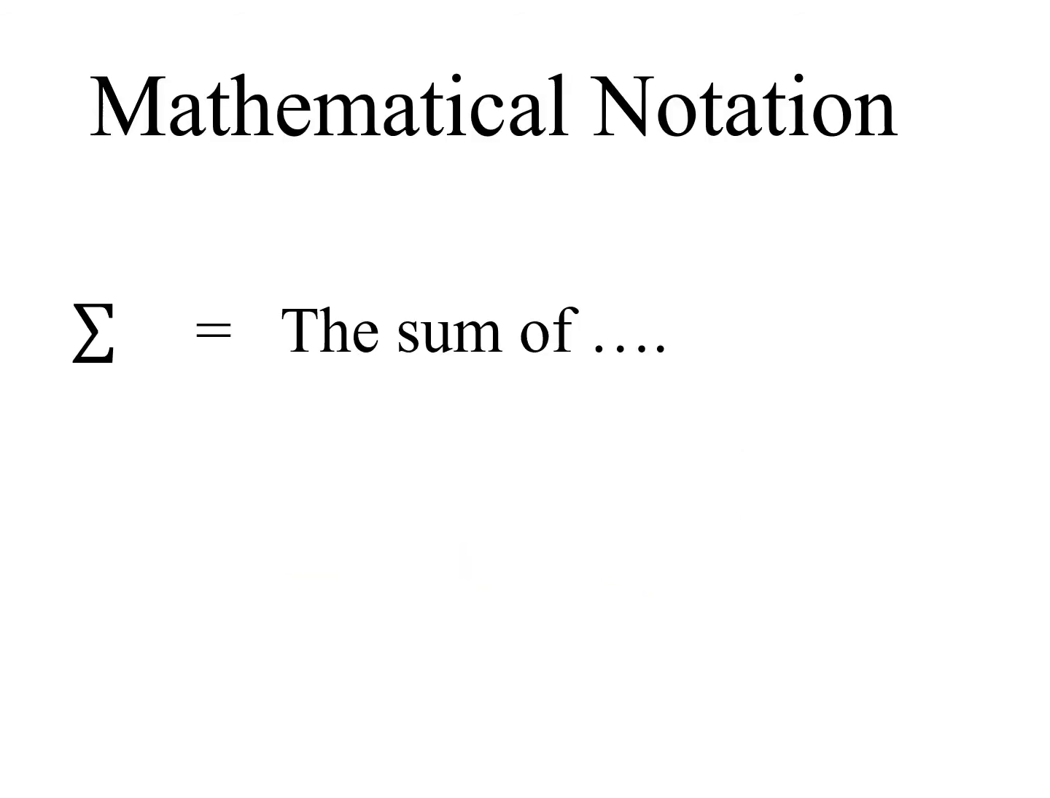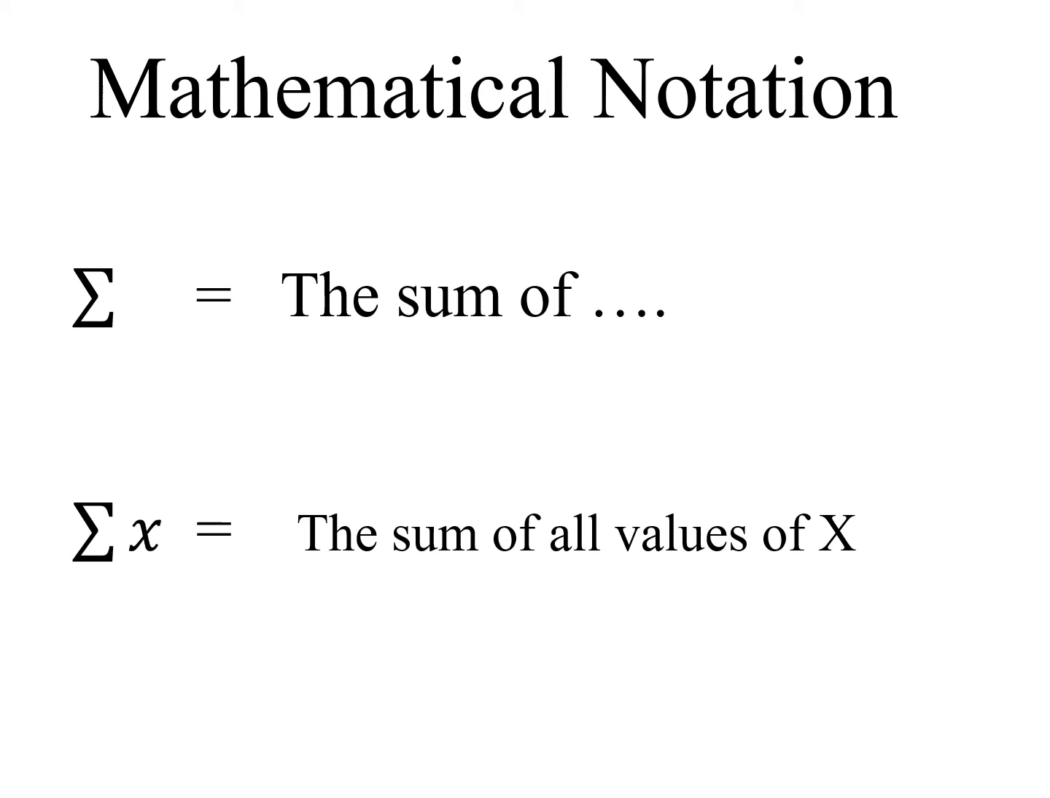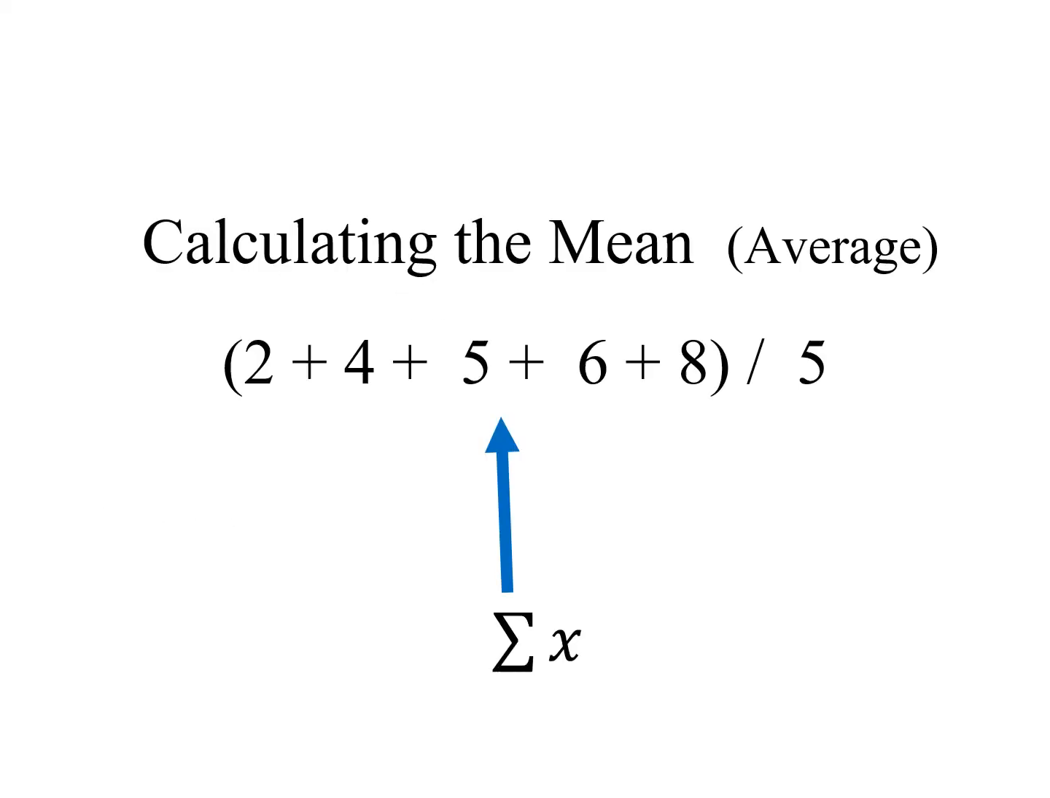This is the next mathematical symbol we'll use. This is sigma. Sigma is a Greek letter. It's a capital letter S. Greek letters are often used as symbols in mathematical notation. In mathematical notation, sigma means the sum of. This is a sigma followed by a lowercase x. It means the sum of the values of x. In this example, sigma x is the symbol for the sum of the values of x. That is, sigma x is the symbol for 2 plus 4 plus 5 plus 6 plus 8.